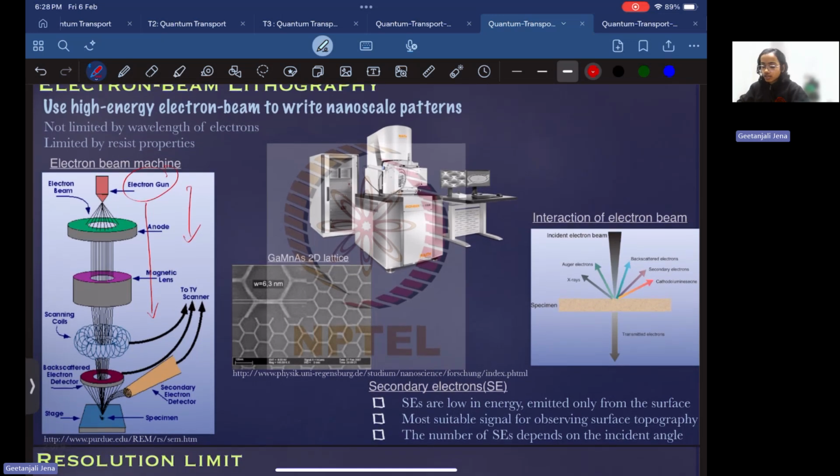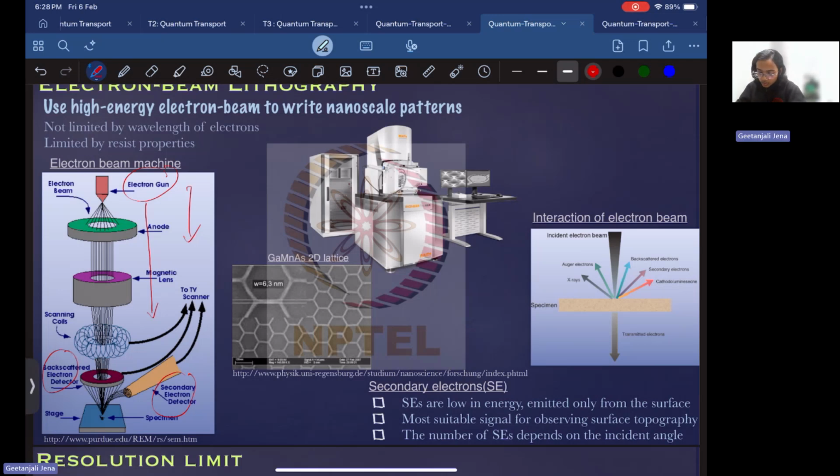Also, we have a scanning coil where we can deviate the path of the electron beam to get a desirable pattern. And to see the surface topography, the design that has been made on the surface, we can use the secondary electrons or the backscatter electrons. We can collect them, and depending on the data, we can image the surface topography.